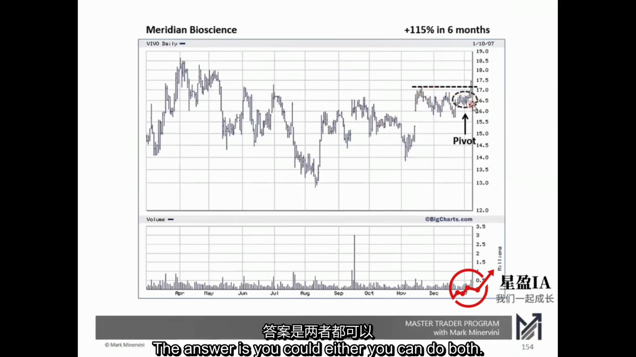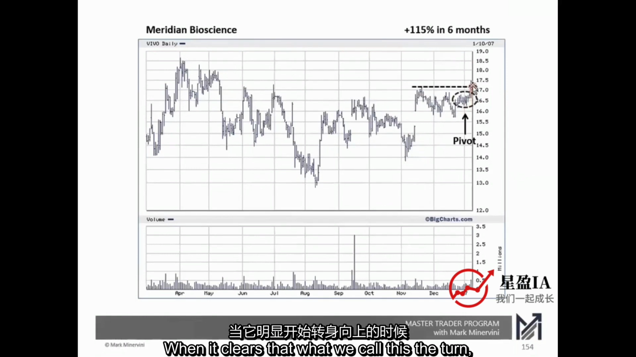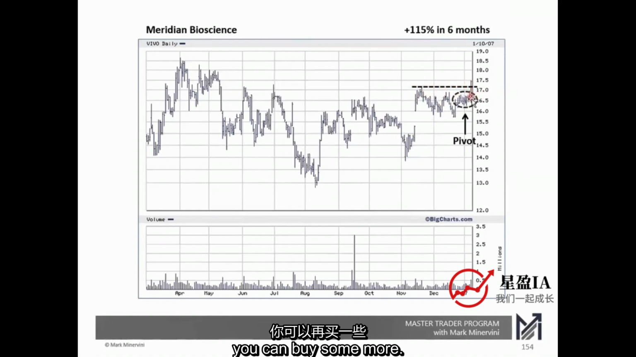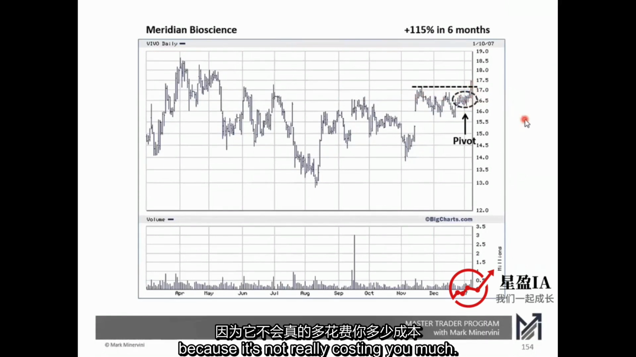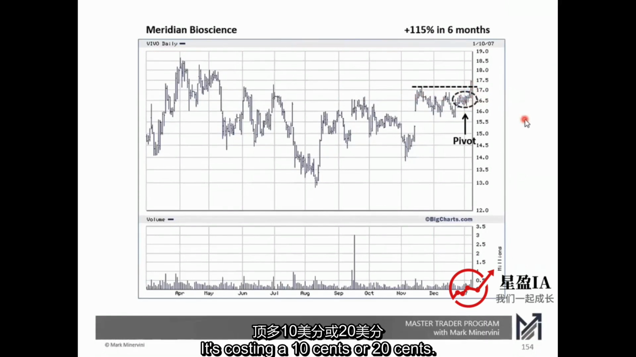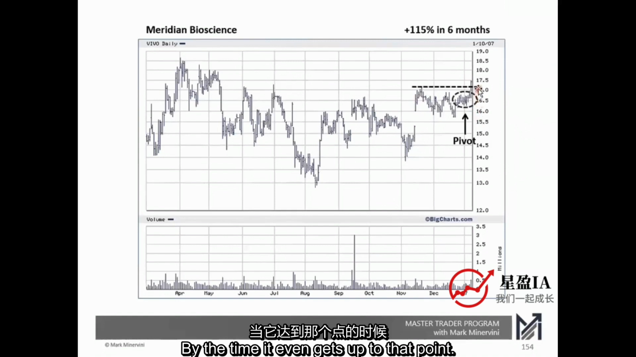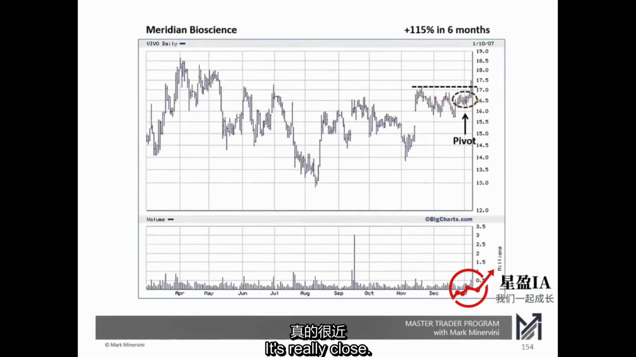Well, the answer is you can do both. You can buy a little as it starts to move through the pivot, and then when it clears, what we call the turn, when it makes the turn and gets to that high point right there, you can buy some more. Or if it's so close, you probably just want to wait until it gets through this price right here and get a little more confirmation, because it's not really costing you much. If it's costing you 10 cents or 20 cents, wait for the confirmation. But sometimes these pivot points are a good distance below. And by the time it even gets up to that point, you're already at a decent profit. In this particular instance, it's really, really close.